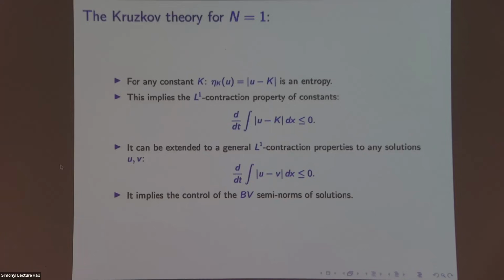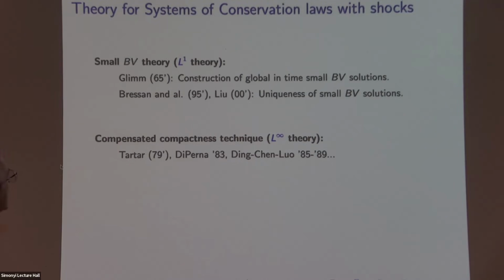And of course, this has a nice property. You can have propagation of BV norm, etc. But of course, it's just for scalar equations. So for systems, what was known is for small BV solutions.